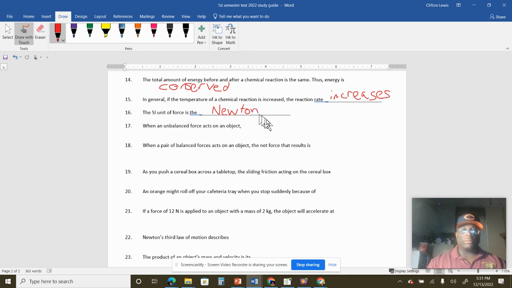Question 17. When an unbalanced force acts upon an object, the object has to move. We understand that when forces are balanced, the object stays there. The table and the gravity on the book, those are balanced forces because it's not moving. So the object moves. Another word we can substitute for moving is accelerates. It changes position.